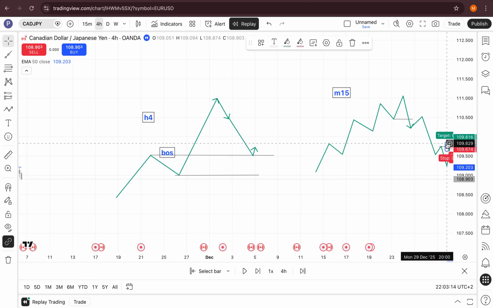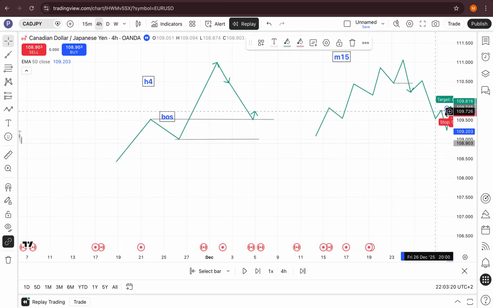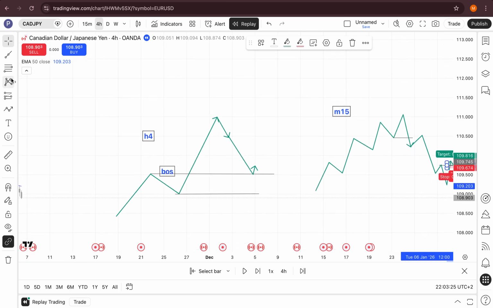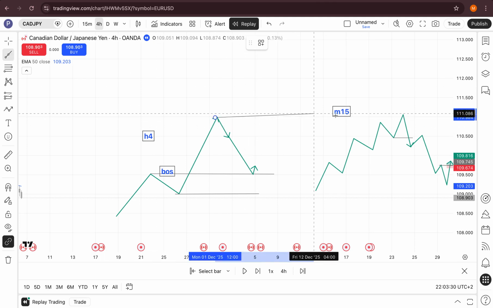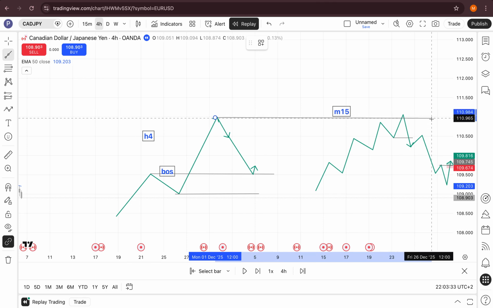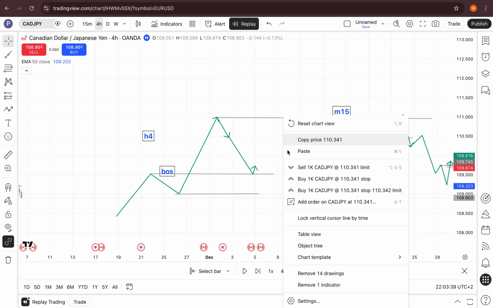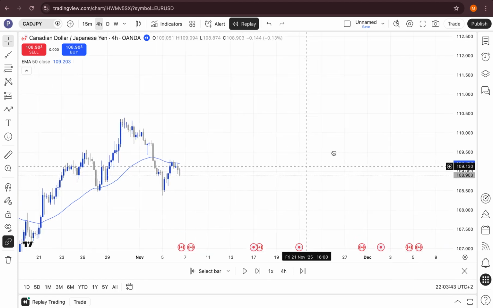Our target level is our previous high from the H4 time frame. So without wasting any of your time, let's now get onto the chart, and I will actually show you what I'm talking about on the real chart, how it works.